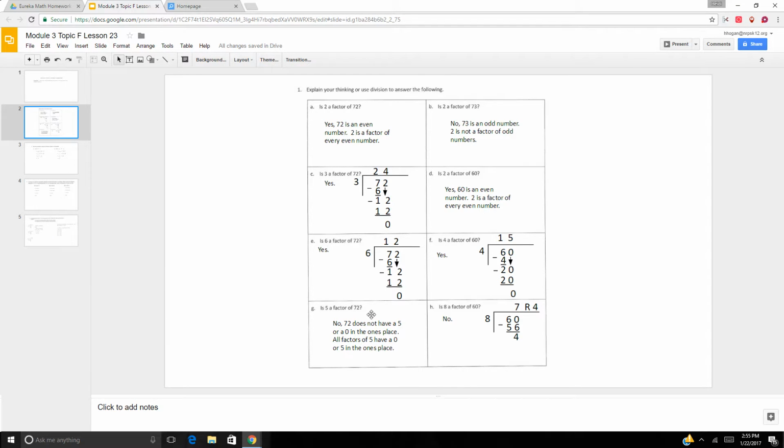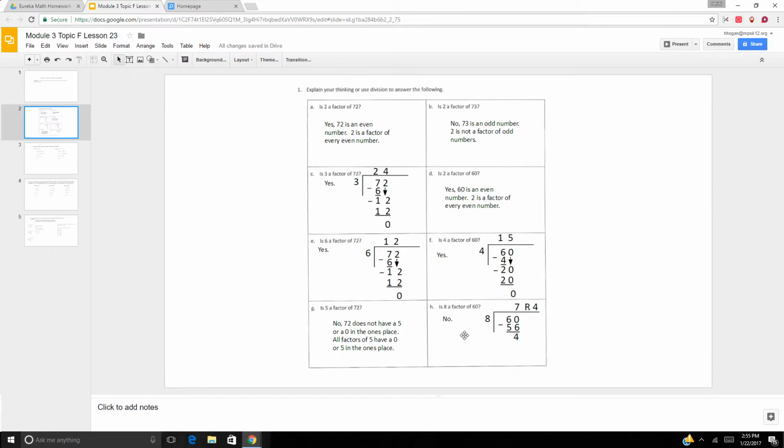Is 5 a factor of 72? Well, no, because 72 does not have a 5 or a 0 in the ones place. And all multiples of 5 have a 0 or 5 in the ones place. 5, 10, 15, 20, 25, 30, 35, 40. Okay. Is 8 a factor of 60?